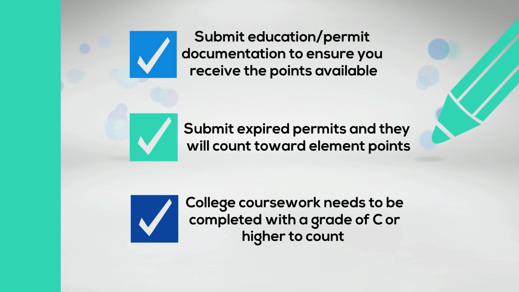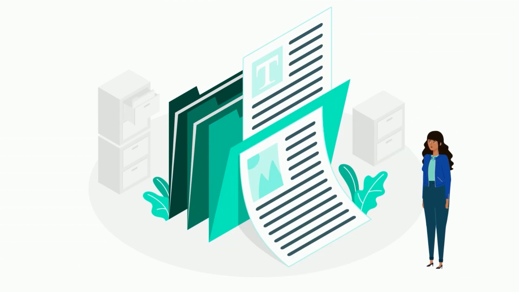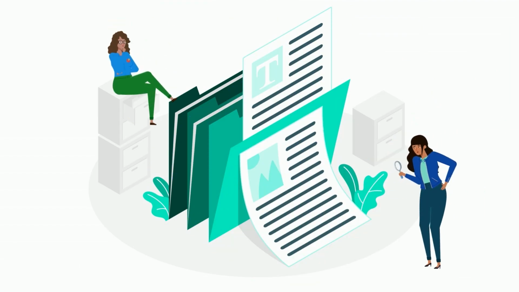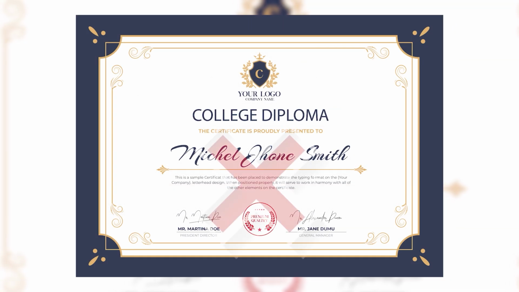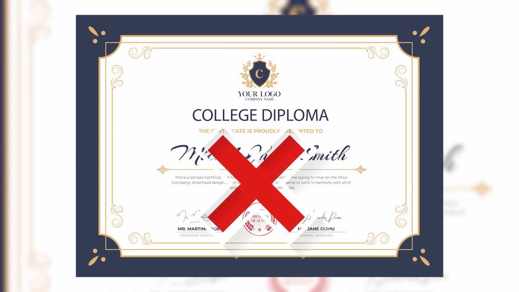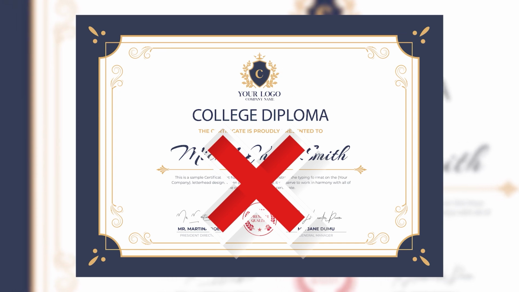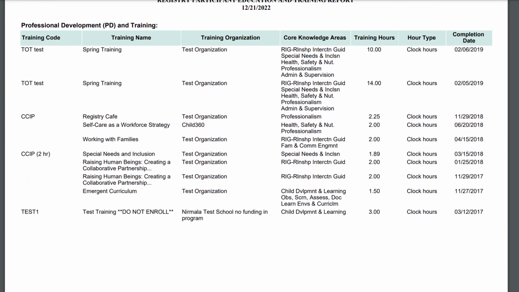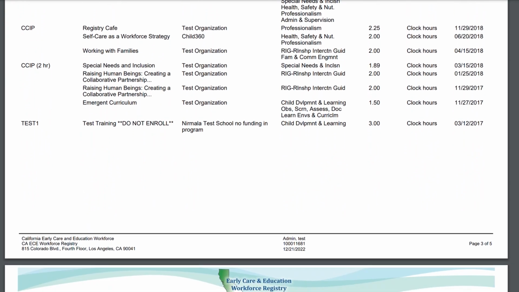Let's take a closer look at document types and what is required for the registry to verify these documents. You do not need to upload diplomas because the registry only verifies coursework documented on transcripts. This is because the coursework is verified in your education and training report.